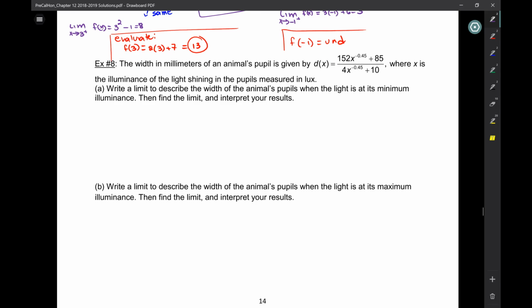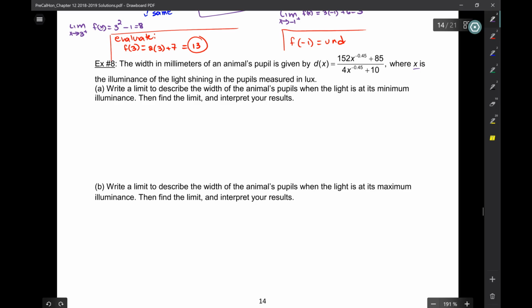So take a look at this next problem. The width in millimeters of an animal's pupil is given by that function where x is the illuminance of light shining in the pupil. So we know, for example, that based on the ambient lighting, your pupils will either dilate or contract in order to take in the proper amount of light. So if it's bright, it'll contract and so on. This is the width of an animal's pupils based on how much light is entering.